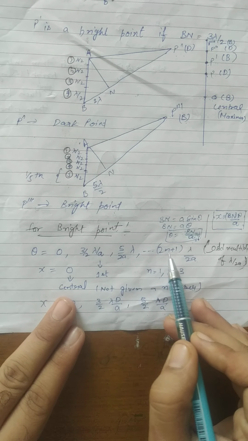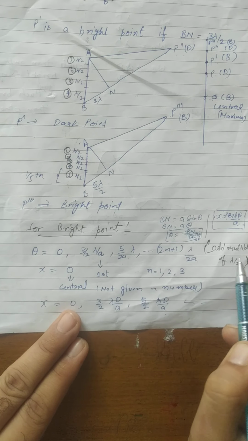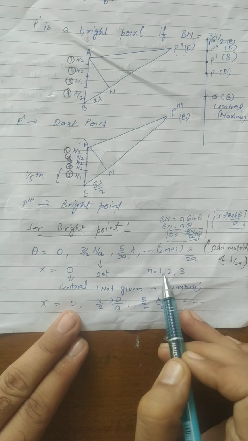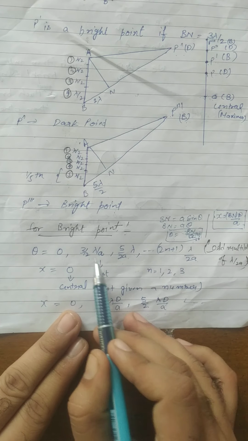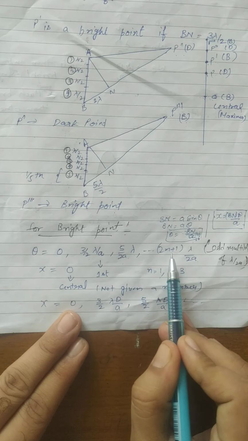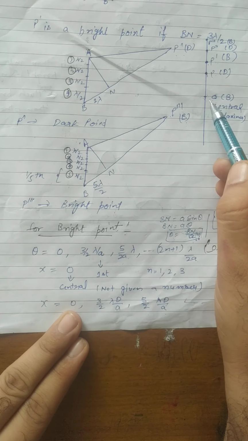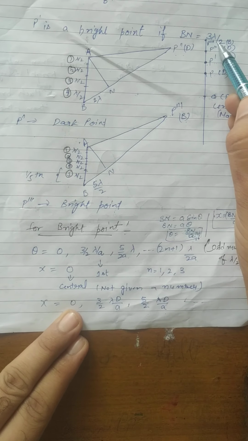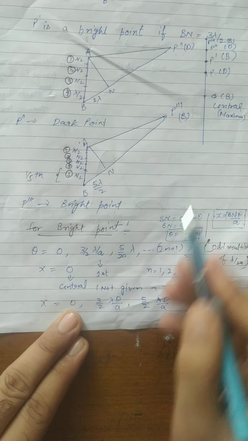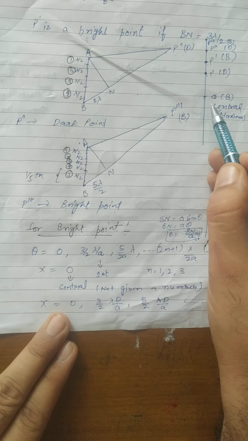Similarly, this is the generalized formula: 2n plus 1 into lambda by 2a. We see this as an odd multiple of lambda by 2a. If we put n is equal to 1, 2 into 1 plus 1, that is 3 lambda by 2a. If I put the value of 2, 2 into 2, 4 plus 1, 5 lambda by 2a. Here this central maxima is given as number 0. The first brightest point is this one, that is P dash, and the second brightest point is P triple dash. Like this, continue in this manner. So this is the first, this is the second. Central is the one we have not given a number, so that is the central maxima.